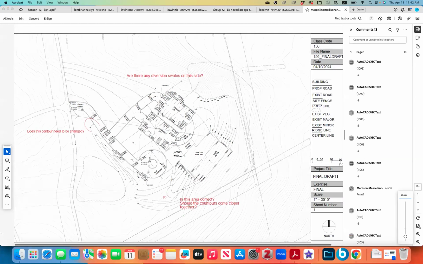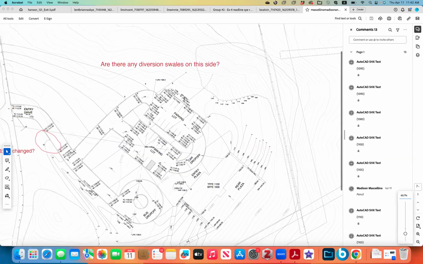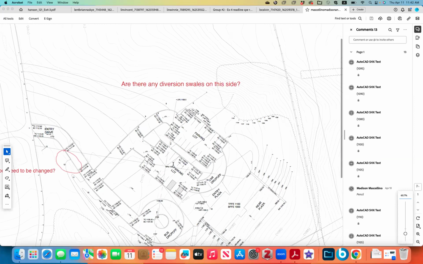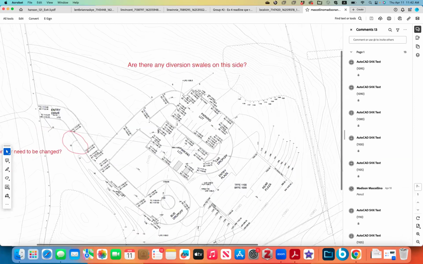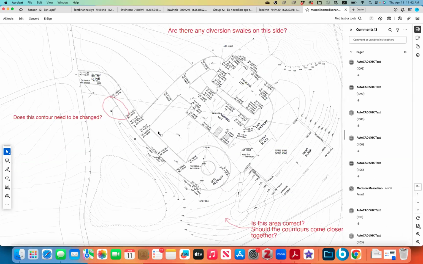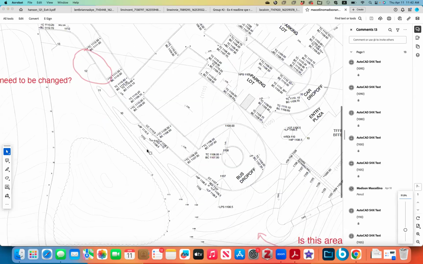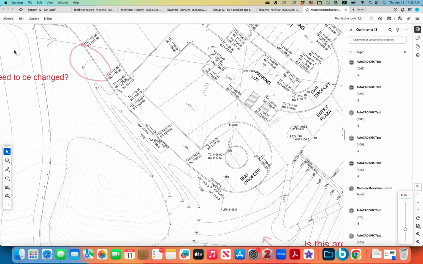So you do not need a diversion swale on that side. Does this contour need to be changed? Let's take a look. Well, your diversion swale still needs some work. So don't forget that you need to take care of these contours as well, okay? Cutting off the 13, close it out for the hill, it's important. So this contour needs to stay a little bit farther away.